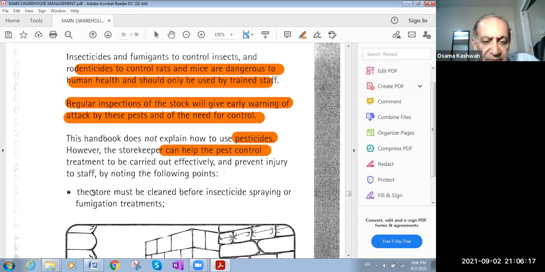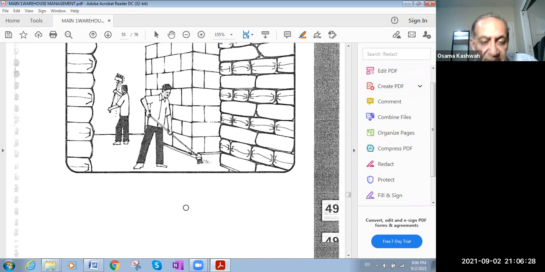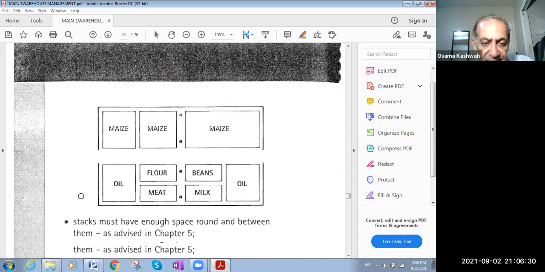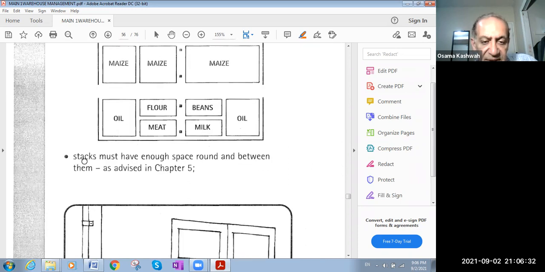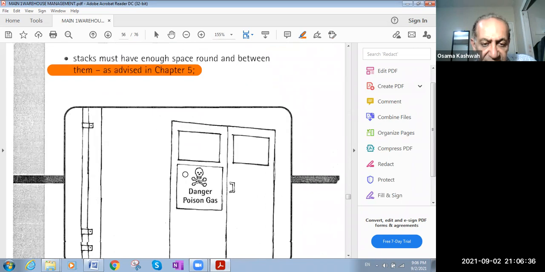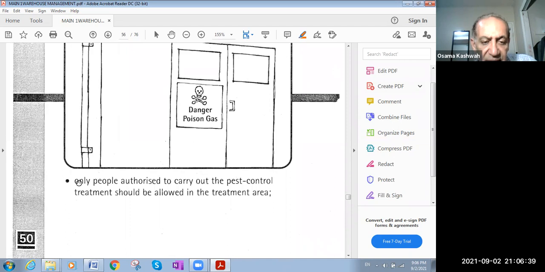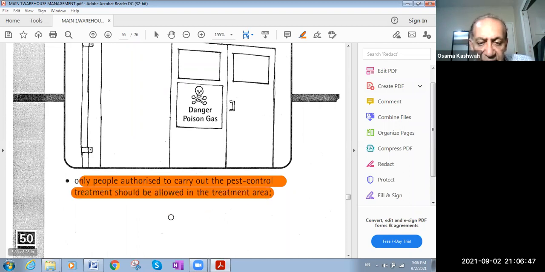The store must be cleaned before spraying the insects and the treatments for those. Stacks must have enough space around and between them, as advised in chapter 5, as we said before. Only people authorized to carry out the pest control treatments should be allowed in the treatment area.